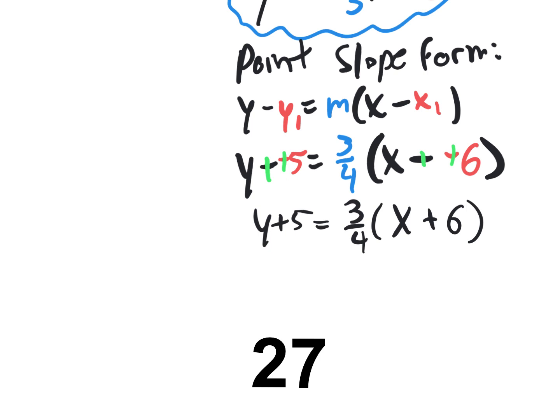But they say write the equation in slope-intercept form. Slope-intercept form is y equals mx plus b, which means it doesn't have parentheses and it has y by itself. So let's get rid of the parentheses first by distributing the number. Now, because I have a fraction, I don't want to deal with fractions. It'll be a lot easier to get rid of the fractions. So what could we multiply everything by to get rid of the 3/4?